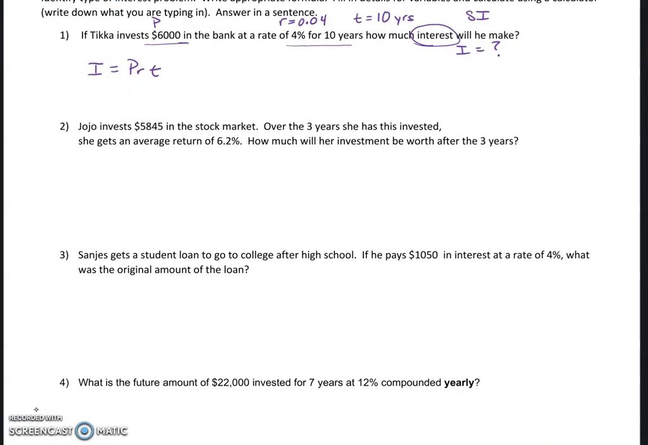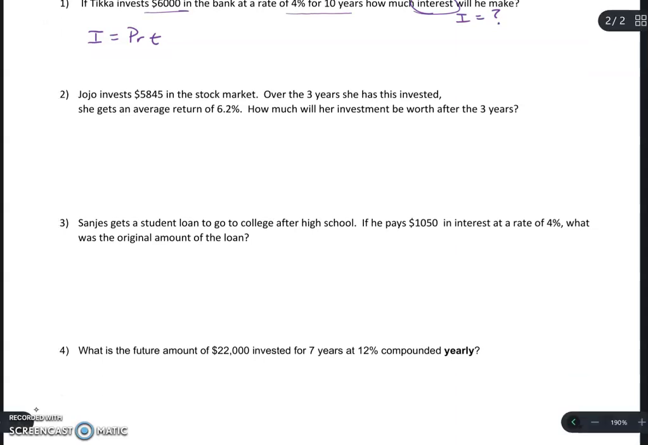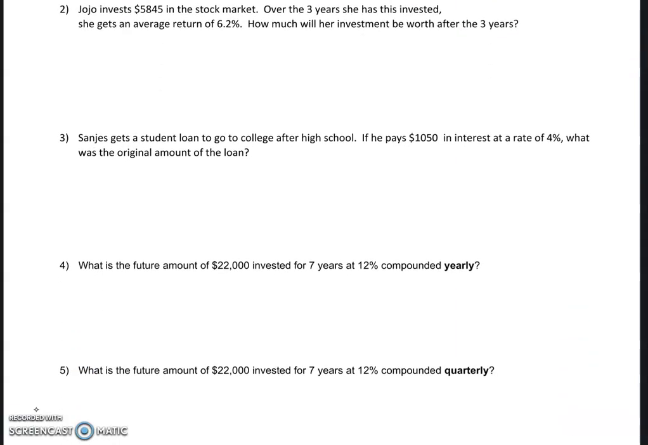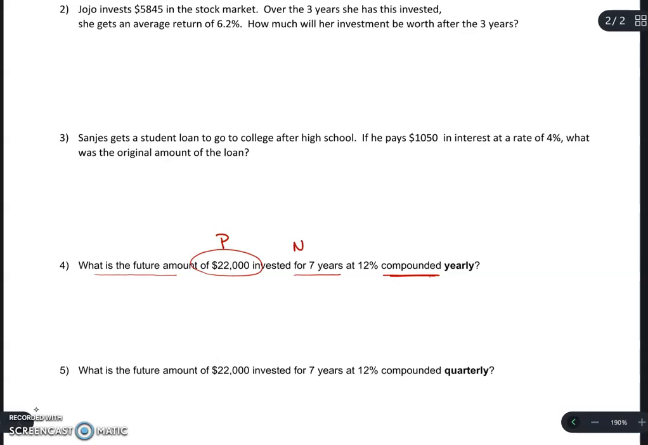One thing I do want to just skip up really quick to number 4 and show you a little difference in the wording. What is the future amount of $22,000 invested for 7 years at 12% compounded yearly? Okay, or annually it might say. So this is our principal is $22,000. Our time is 7 years, but remember this time we're calling it N.